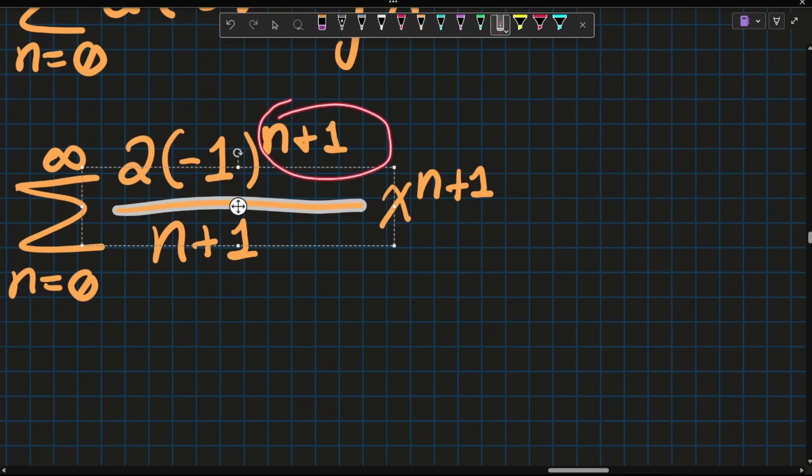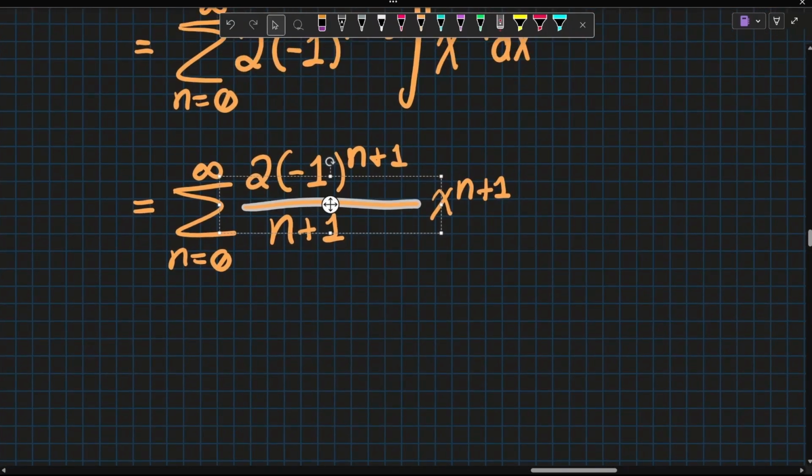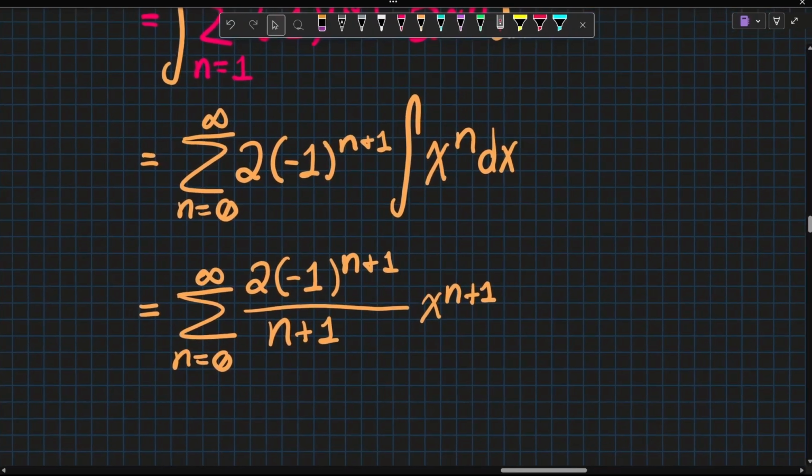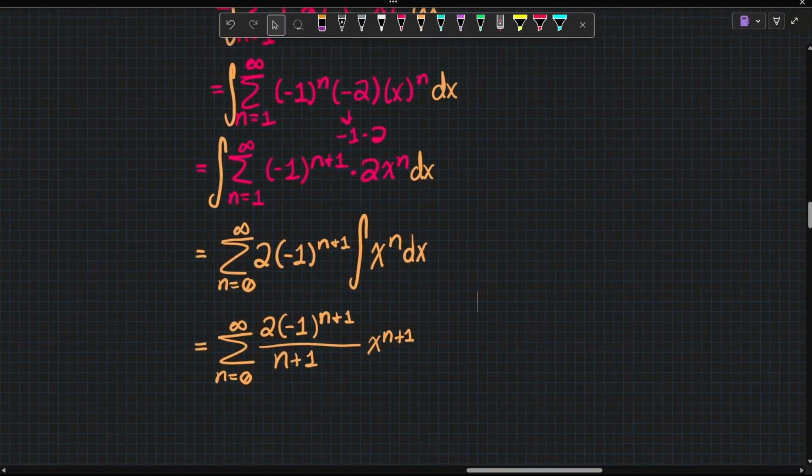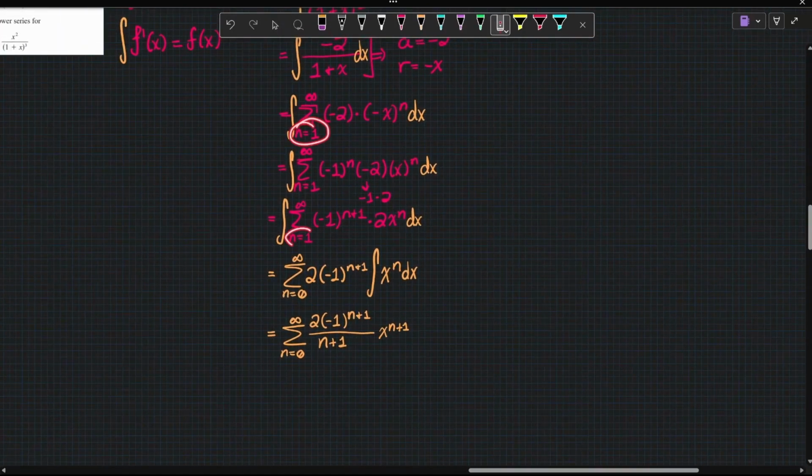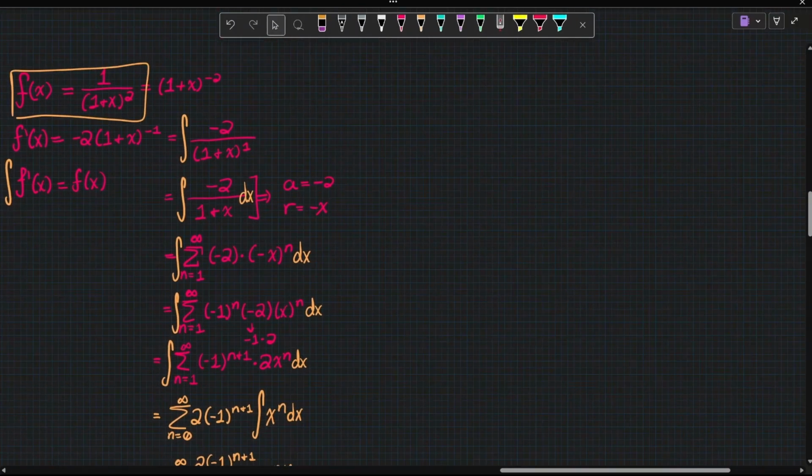You might want to combine those powers, but I don't think you should. Usually you like to keep that alternating term separate. Again, you can do whatever you like. But a note that you should make here is where this summation starts and why it changes.